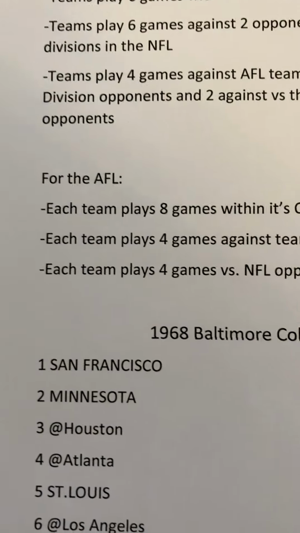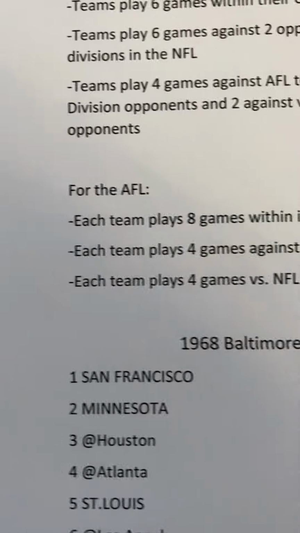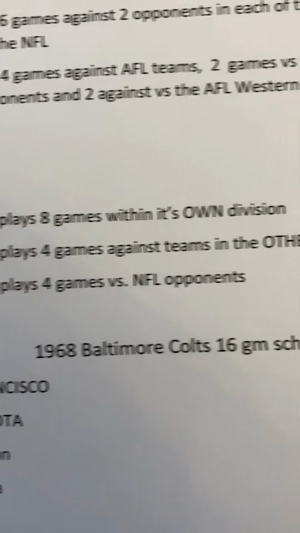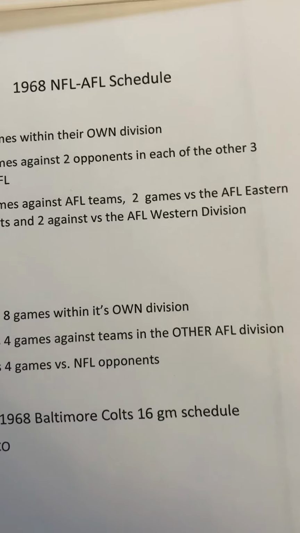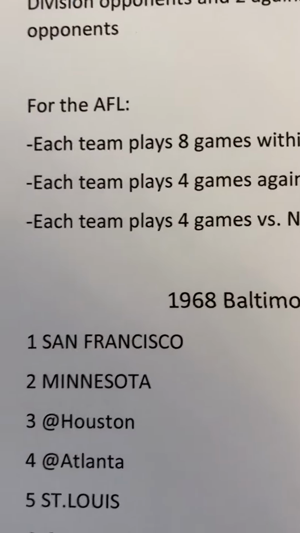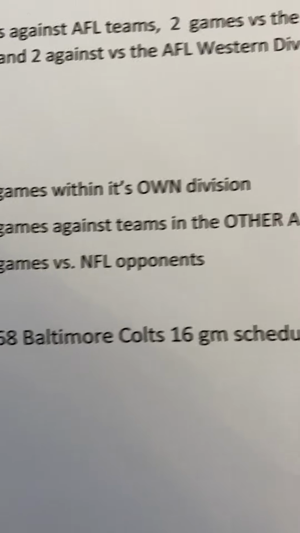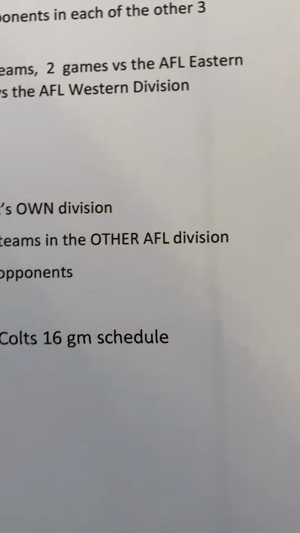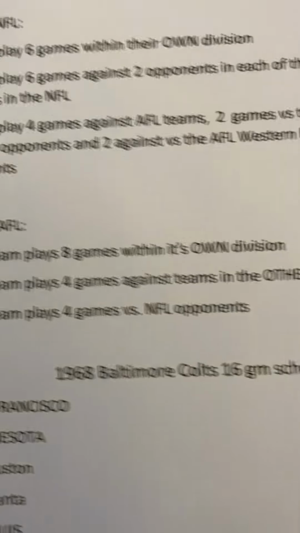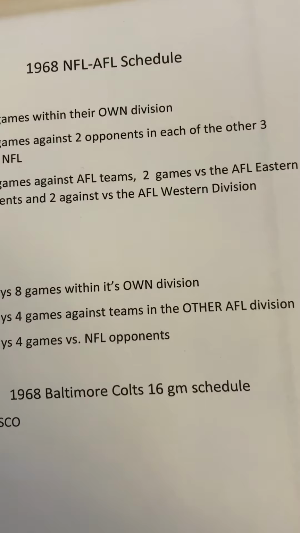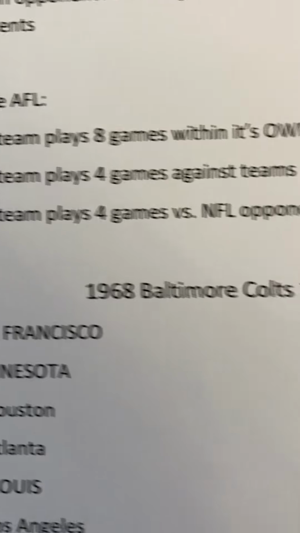And then the AFL schedule would be as follows. Each team plays eight games within its own division. Again, each opponent in your own division, you play twice during the year, just like it is today. Then each team plays four games against teams in the other AFL division. So if you're in the Eastern Division of the AFL, you play four games against teams in the Western Division. Then, last but not least, you play four games versus NFL opponents.